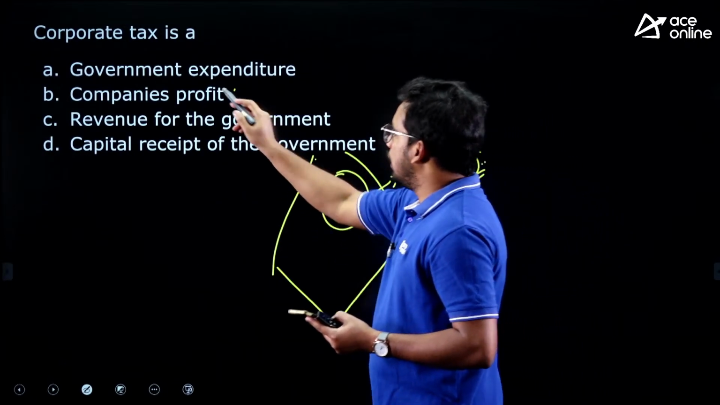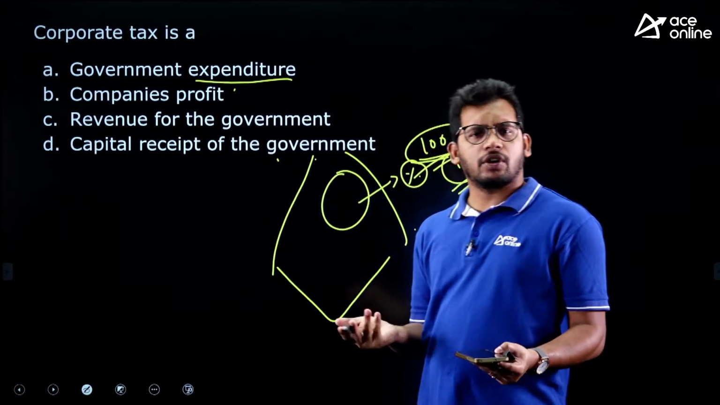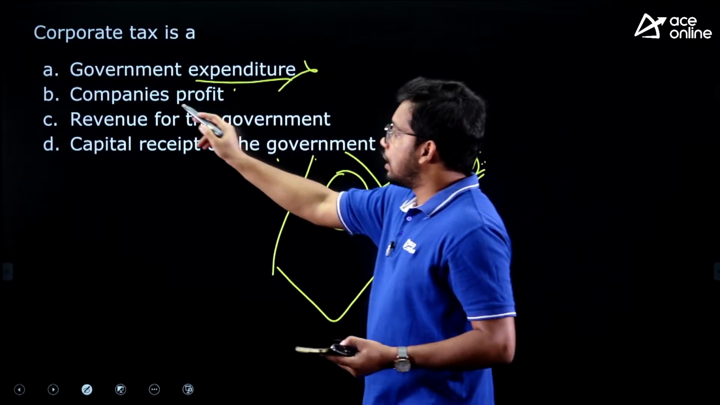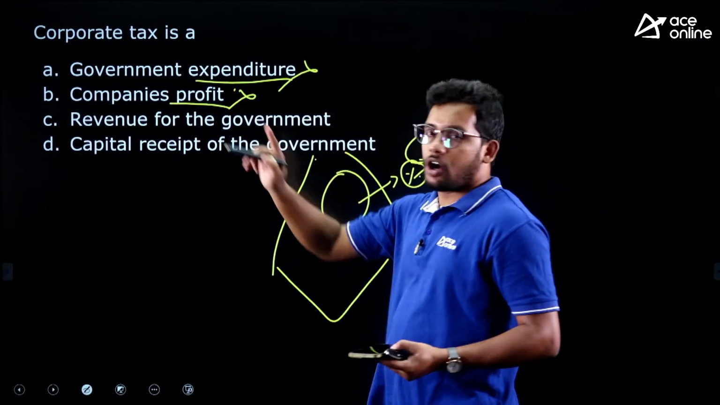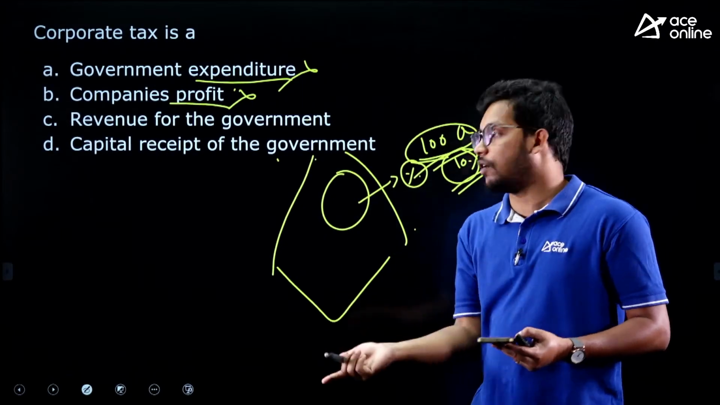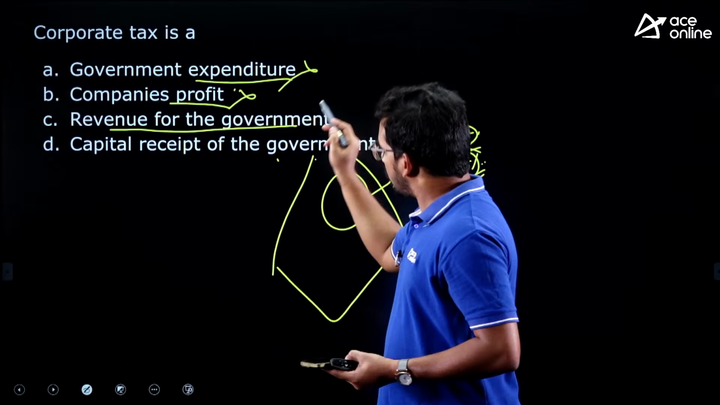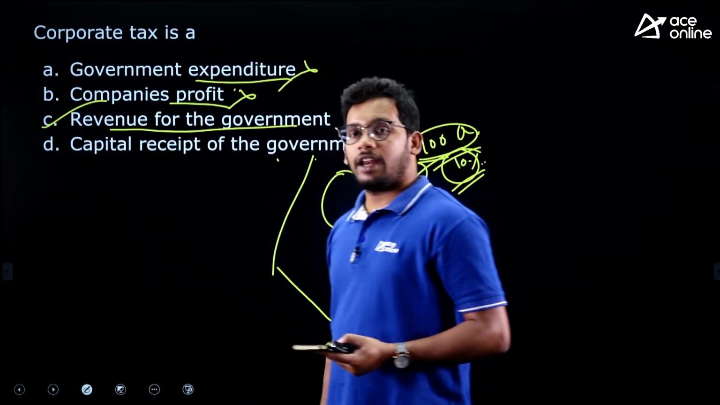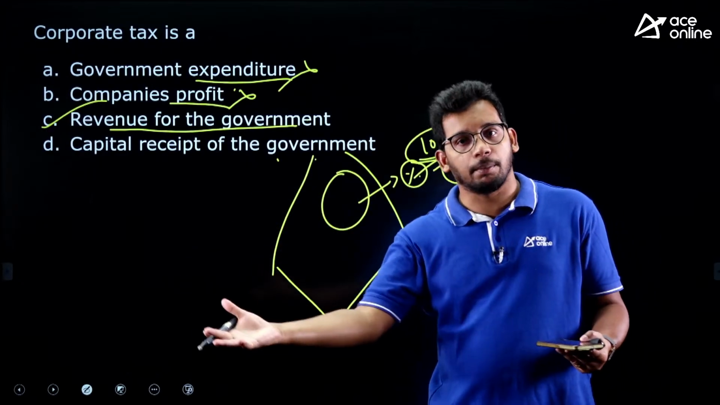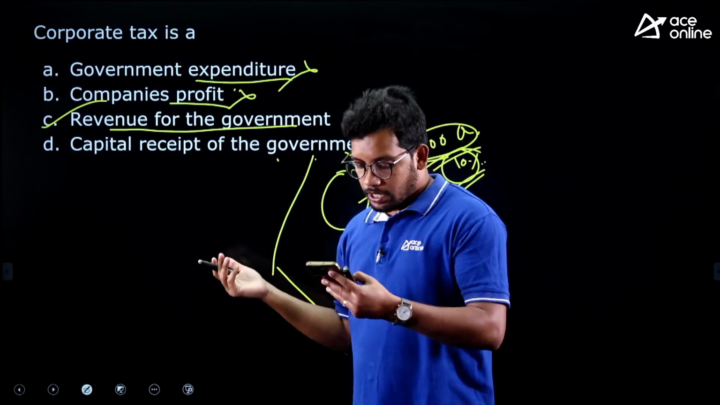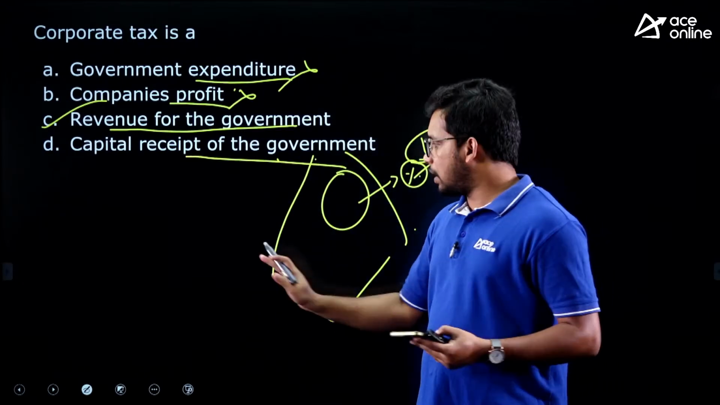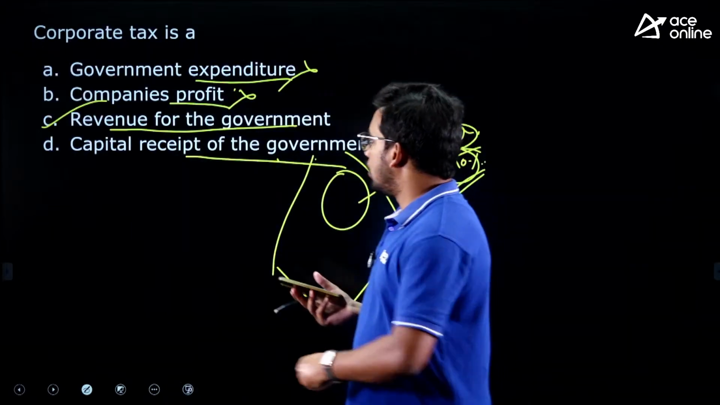So let's see. Is it a government expenditure? No, it is not; government expenditure is something else. Company's profit? No, corporate tax is not the company's profit. It is the tax paid to the government, so revenue of the government. Yes, this is correct. Revenue means what the government earns from the country. Corporate tax is paid by the companies to the government, so it is nothing but revenue of the government. Capital receipt of the government? No. So the answer is C.